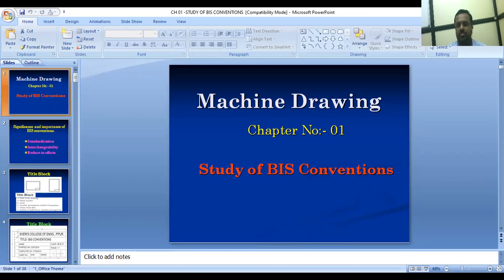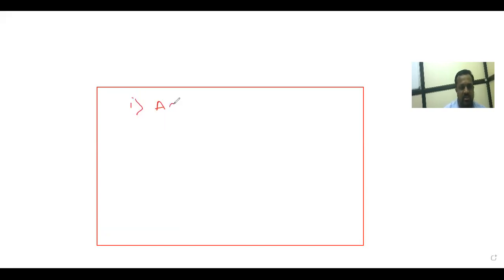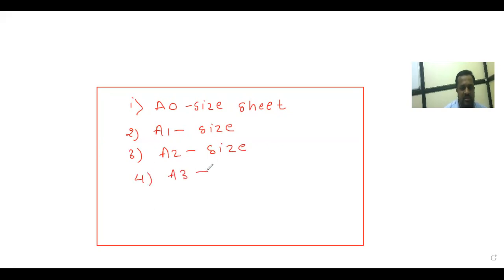Now say, for example, this will be the big sheet. Already we have explained that we have 4 to 5 types of sheet sizes. What are they? First is the A0 size sheet. Then second, the A1 size sheet. Then third, the A2 size sheet. Fourth, the A3 size, and fifth, sorry, the A4 size. These are the sizes of sheets. In this format the sheets are available.